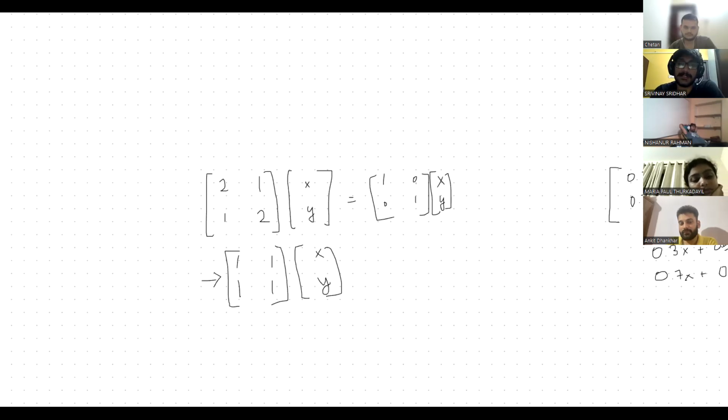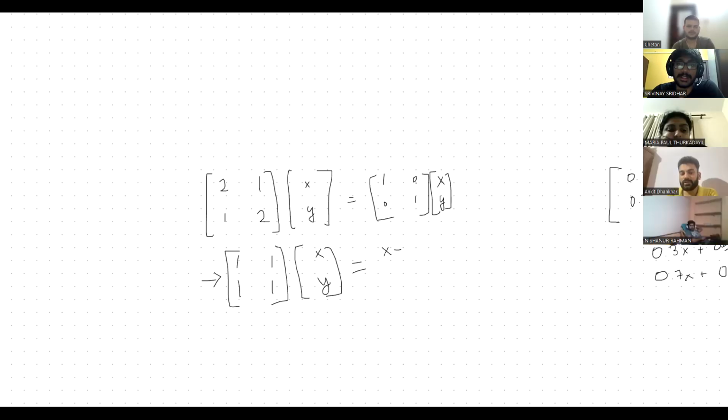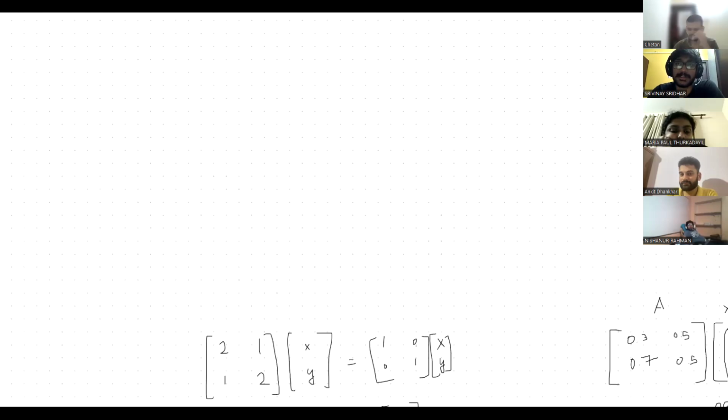But Ankit, just give a thought for a second. Before I even go to the Excel sheet and try it out, what is this equal to? This is x plus y, comma, x plus y, correct? Now, as I increase x and y, what will happen to the output? It will also increase. It will keep increasing.